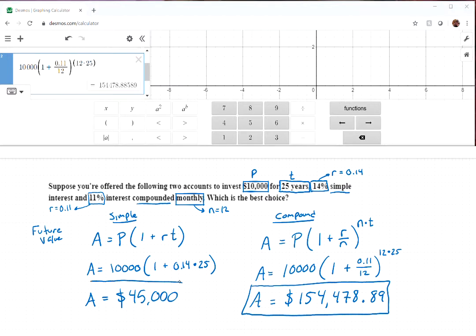Okay, so clearly, now this is not a very realistic example. You're not going to find accounts out there ever that pay 14% or 11%. But this does show how different simple and compound interest are over long periods of time. So obviously the best choice here, compound interest. Okay, that does it for this one.